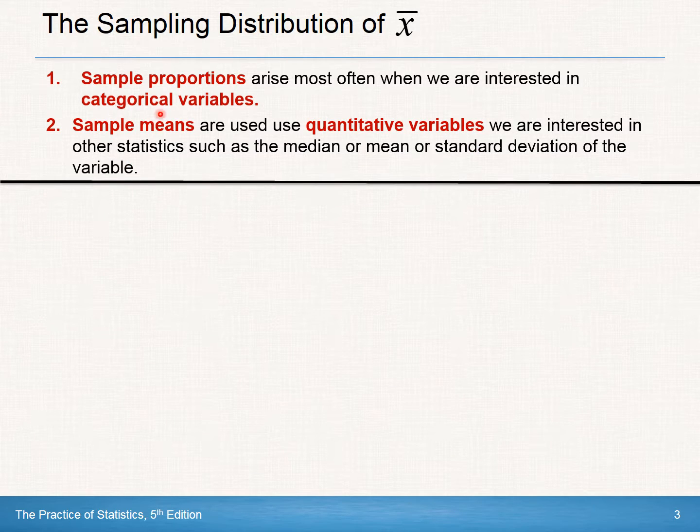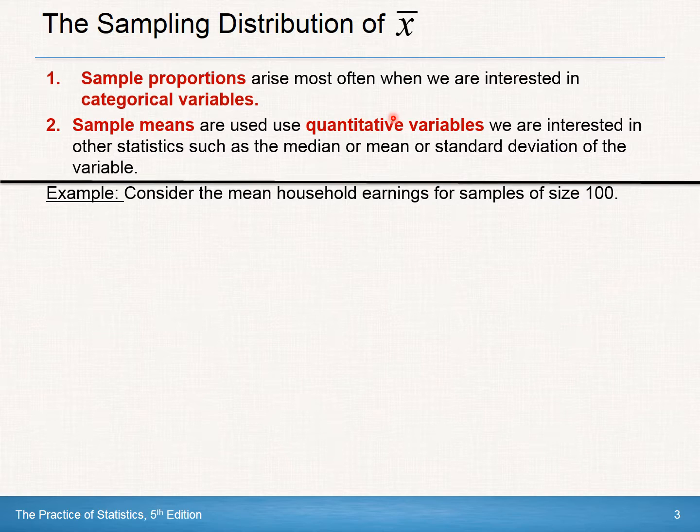Sample means are used with quantitative variables when we're interested in other statistics such as the mean or median or standard deviation. So when we look at the mean, we might find the mean height of all the students in Fairfax County, the mean number of miles each student has to go to get to school, the mean amount of time commuting to school, the mean number of minutes in between classrooms. Okay, so those are all quantitative variables that we can do math on. All right, so let's take a look at a quick example.